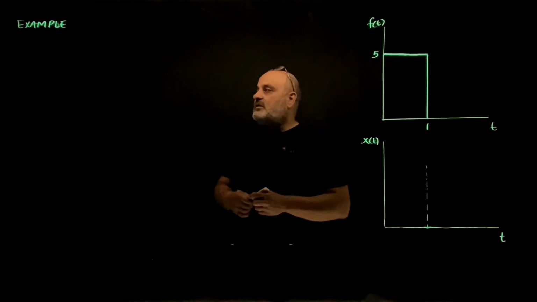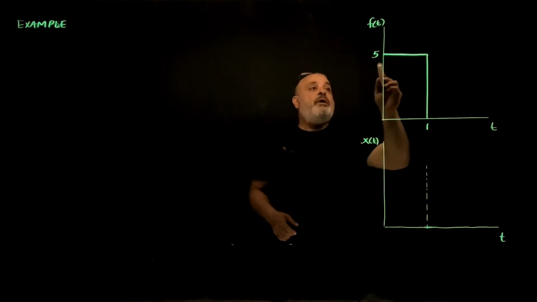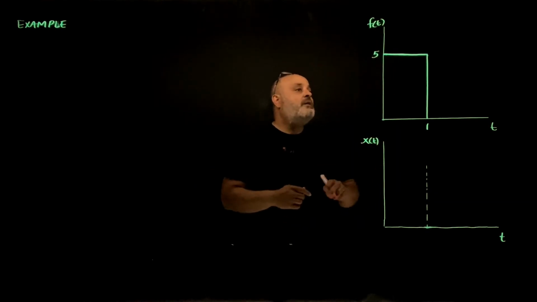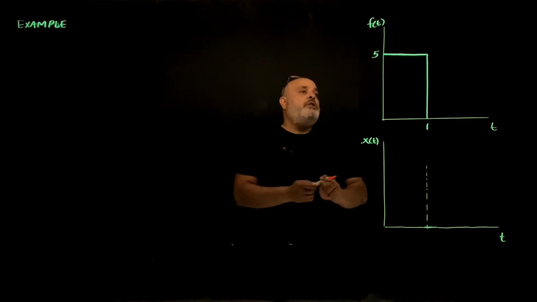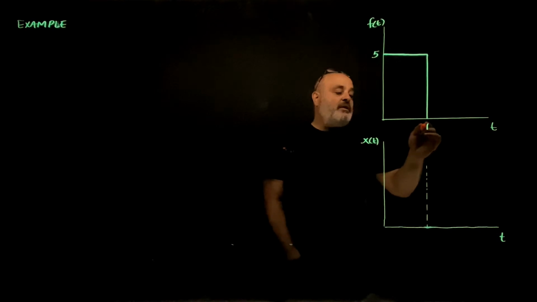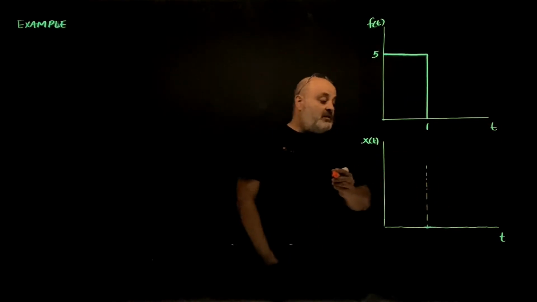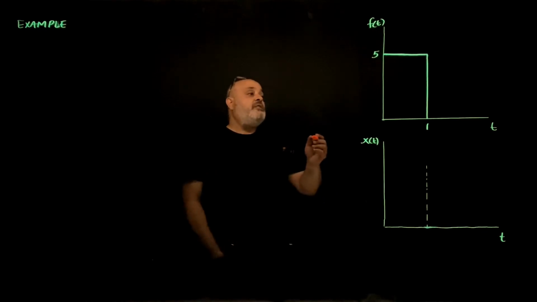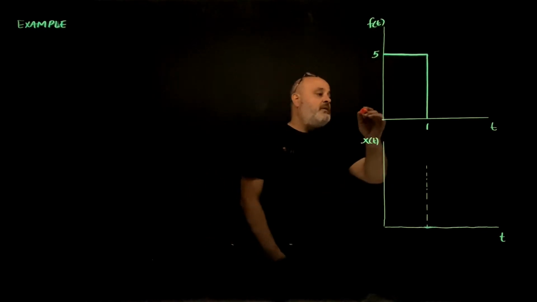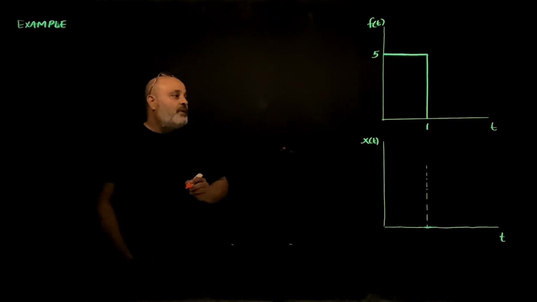Now, let's consider this example. A force of magnitude F, constant magnitude equals 5, is applied over a period of time that's equal to 1 second. After that, the force applied is 0, and I'm going to try to find the response of the system as a function of time due to this input.